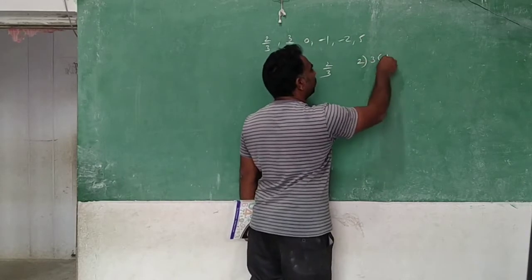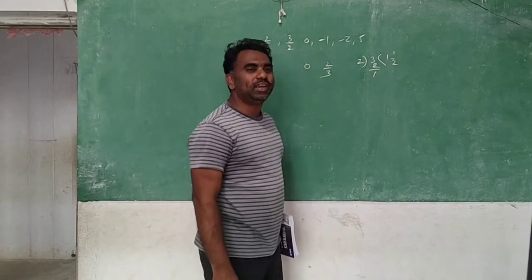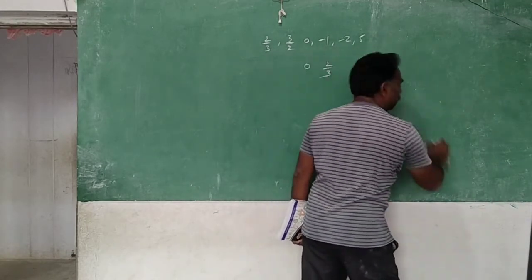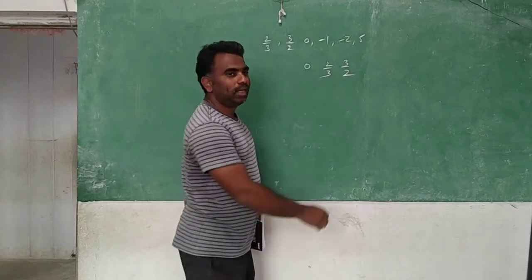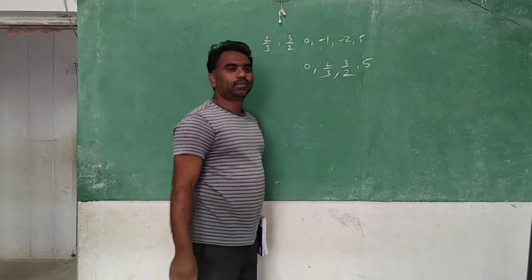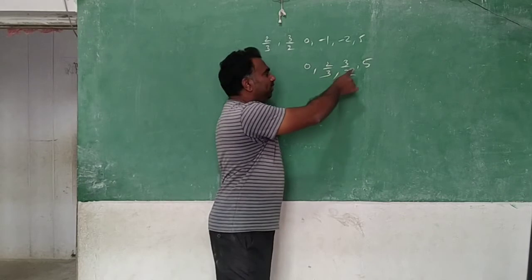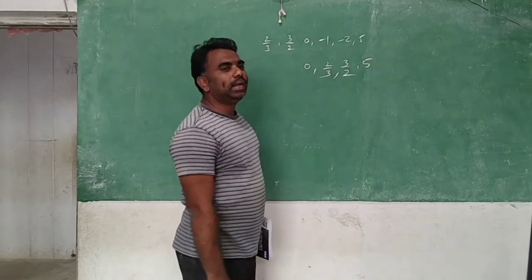You know conversion. 2 1s are 2. 1 1/2 means you know that it is in between 1 and 2. So the next number you will get is 3/2. One more positive number is there, that is 5. This is proper, so between 0 and 1. This is 1 1/2, so between 1 and 2. Last, 5. Now negative numbers are there.